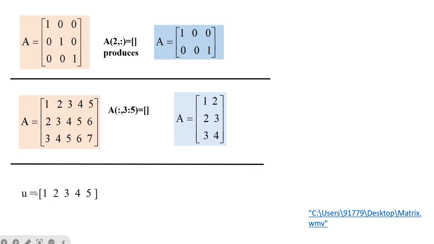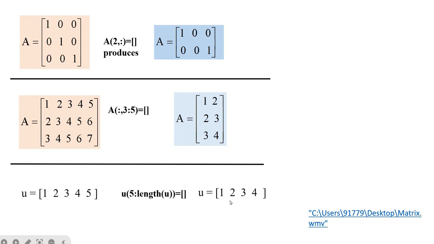Suppose you have U is equal to a row vector. Now I want to delete the last element. How can I delete it? I can type it as U of 5 colon length of U, that is equal to empty bracket. It means that here the elements from the fifth column onwards will be deleted. Okay, fifth column element and fifth column onwards.